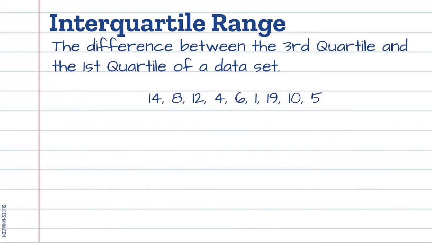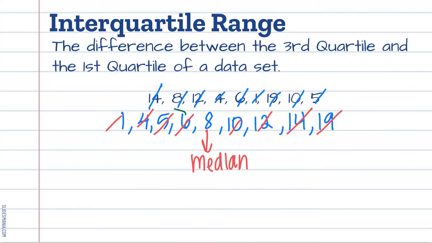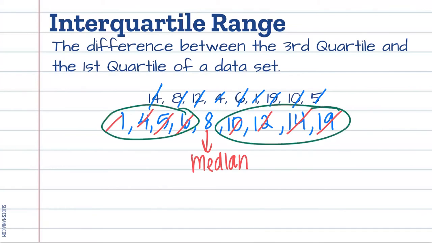So just like our previous example, we'll order our numbers. And in order to find our interquartile range, we need to find that quartile 1 and quartile 3. These are actually the same numbers from the previous example, so I'm going to go through what we did. We found very quickly that 8 was our median, which broke up our first half and our last half of data.